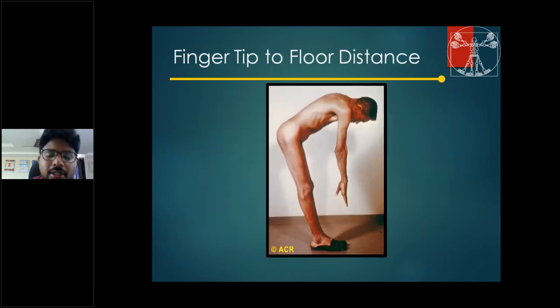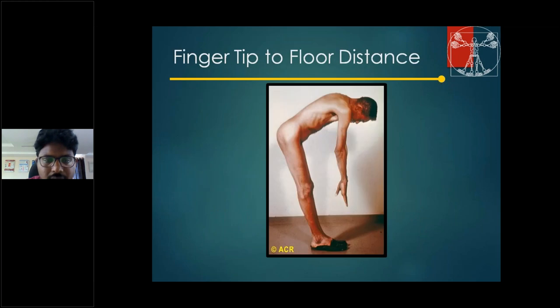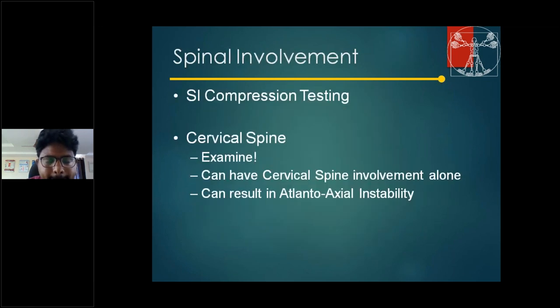If you are giving treatment, initially you will find patient is not able to properly bend, and this distance is very like 30 centimeters. With treatment, what will happen? It will decrease gradually. Then your treatment is working. So these tests are used for follow-up rather than diagnosis. And lateral flexion is also there. That is, when you are standing, your fingertips will touch the thigh. So if you laterally flex, what will happen? Maximal extent of the fingertips you have to measure. So you have to keep a record of that, and gradually you have to look for any improvement is there or not. You can also do sacroiliac compression testing. Cervical spine examination should be done to look for atlantoaxial instability.